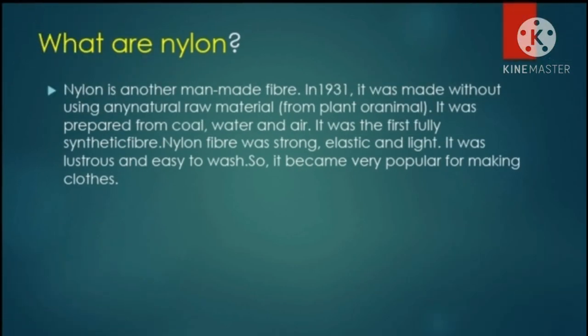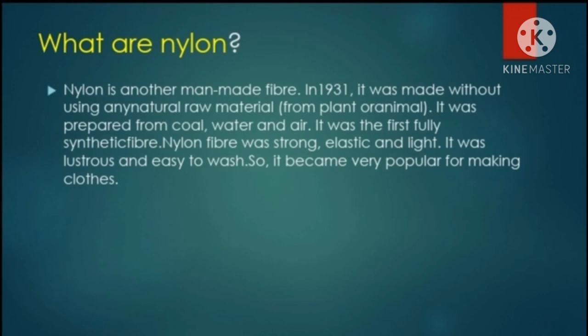After that, what is nylon? Nylon is another man-made fiber, which was made in 1931. It was made without using any natural raw material, which comes only from plants or animals. It was prepared from coal, water and air, and it was the first fully synthetic fiber. Nylon fiber was strong, elastic and light. It was lustrous and easy to wash. So it became very popular for making cloth.